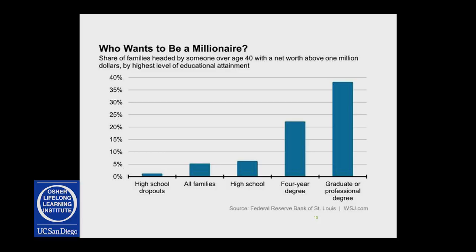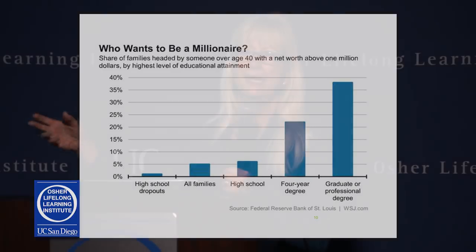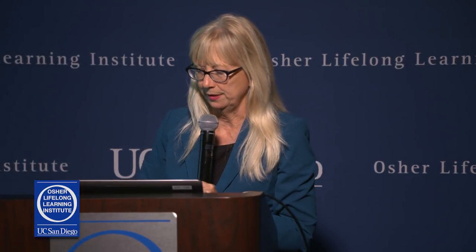All right, so these are the MDs and the JDs and the MBAs. Four-year degree, this is something like 22%, and then you see the rest of the education levels, and they account for very little of the people who have a net worth over $1 million, all right? So I showed you wages before, but now you can see it by how they accumulate wealth. And if you have higher education, on average, you're going to have much higher wealth.